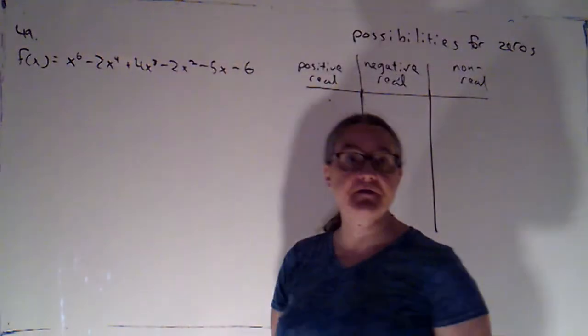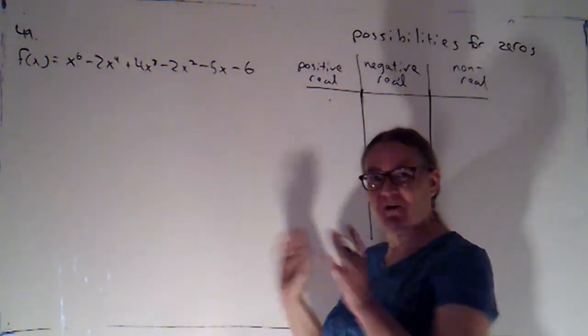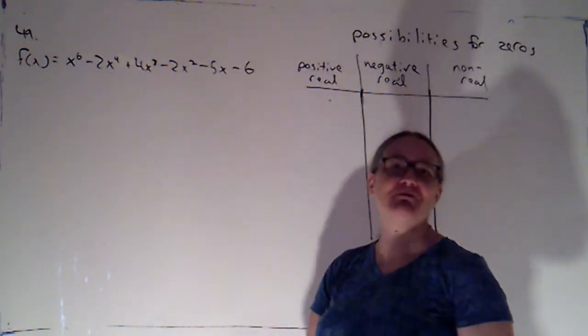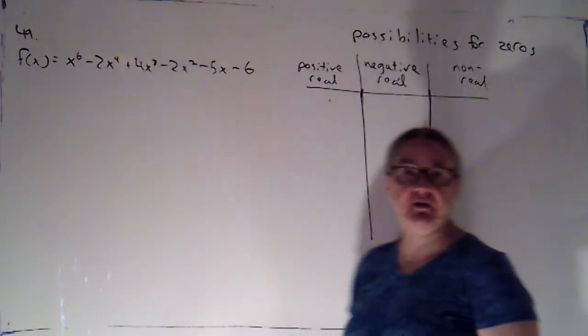I want you to take a moment and try using Descartes' rule of signs. Again, I've chosen one of the assigned problems from the homework so that pausing the video to do this is giving you a jump start on the homework. I've just modified the directions just a little bit.